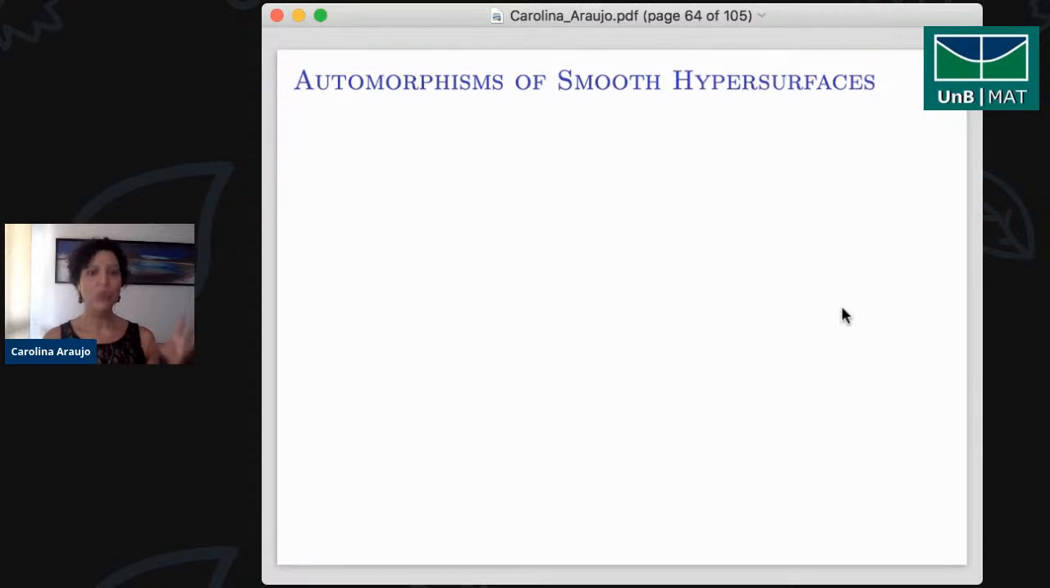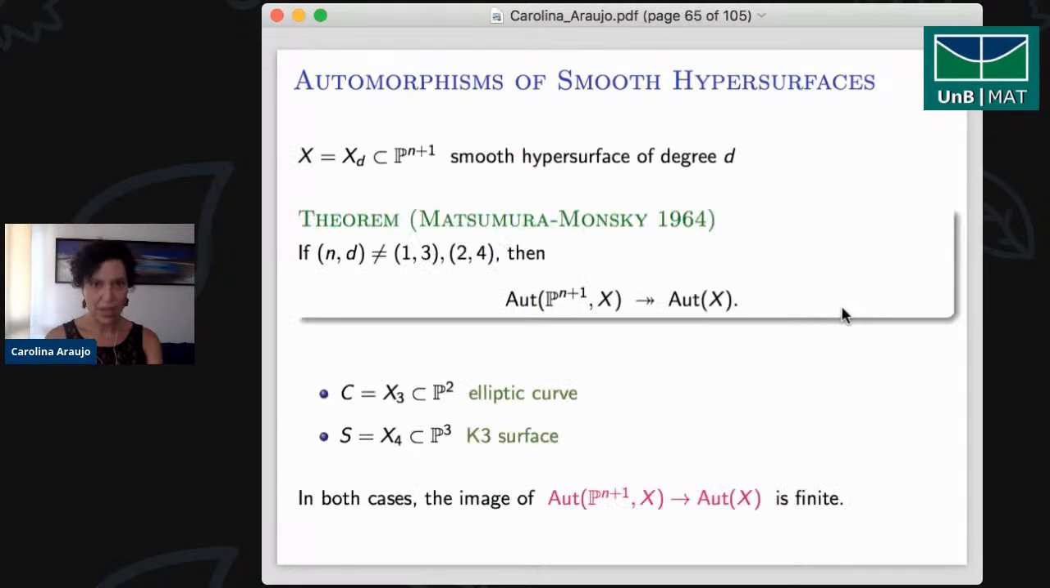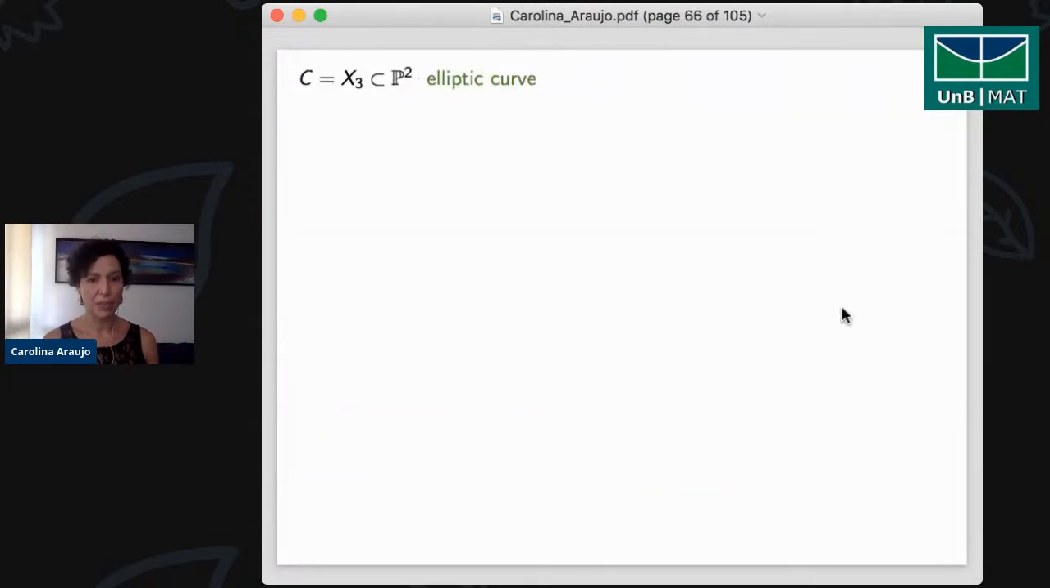And now I would like to go back to the problem that I started with, the problem of understanding automorphisms of smooth hypersurfaces. So remember, I explained to you that the automorphism of a smooth hypersurface is always induced by a linear automorphism of the ambient space, except in the case of elliptic curves and K3 surfaces. And now I want to go back to this question. So where do these automorphisms come from?